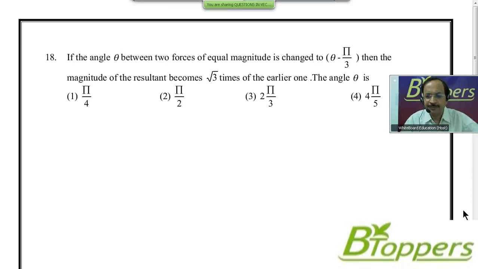Come on, try this question yourself first. In case you require more time to try this problem, you can take a pause and try the problem. Otherwise, look at the next question.